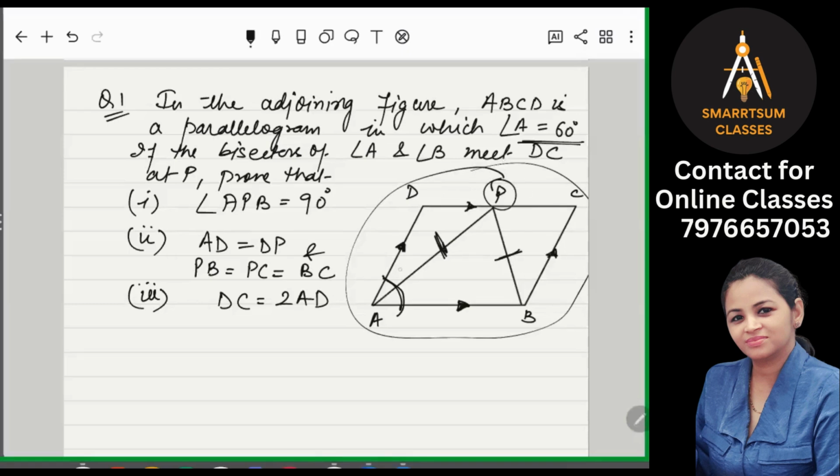Now you have to prove that angle APB, this angle, is 90 degrees. You have to prove this. AD is equal to DP, means this side and this side are equal. PB is equal to PC is equal to BC, means PB this side is equal to PC this side and equal to BC this side, means this is an isosceles triangle. And in the third part of the question, you have to prove that DC is equal to twice AD. Okay, so this you have to prove.